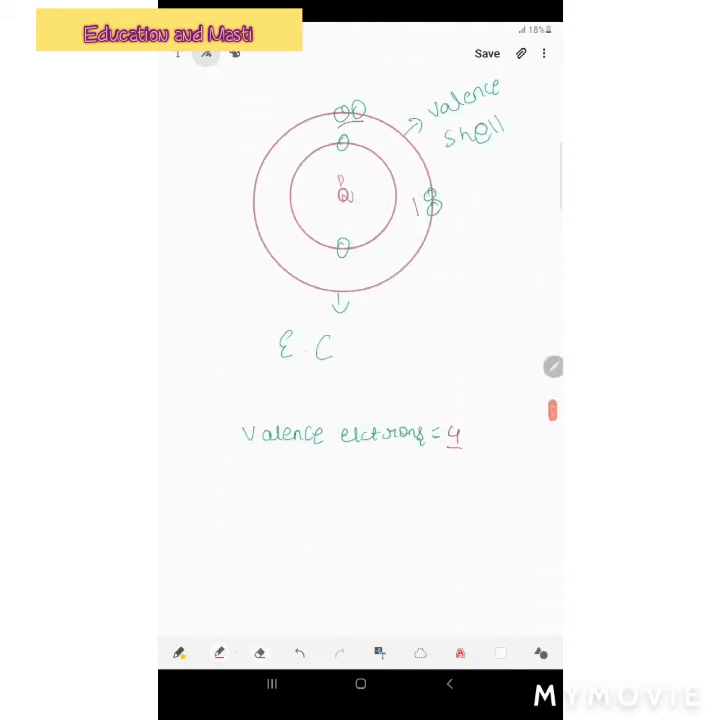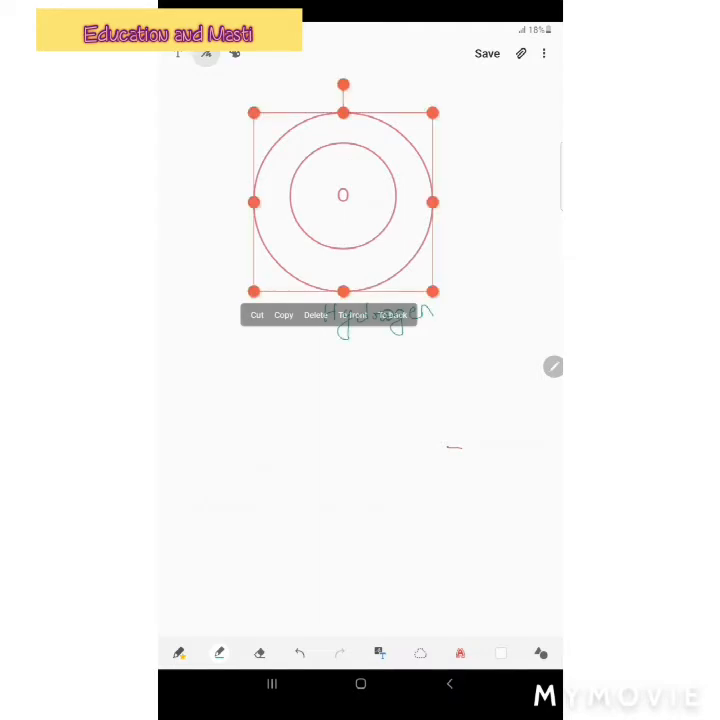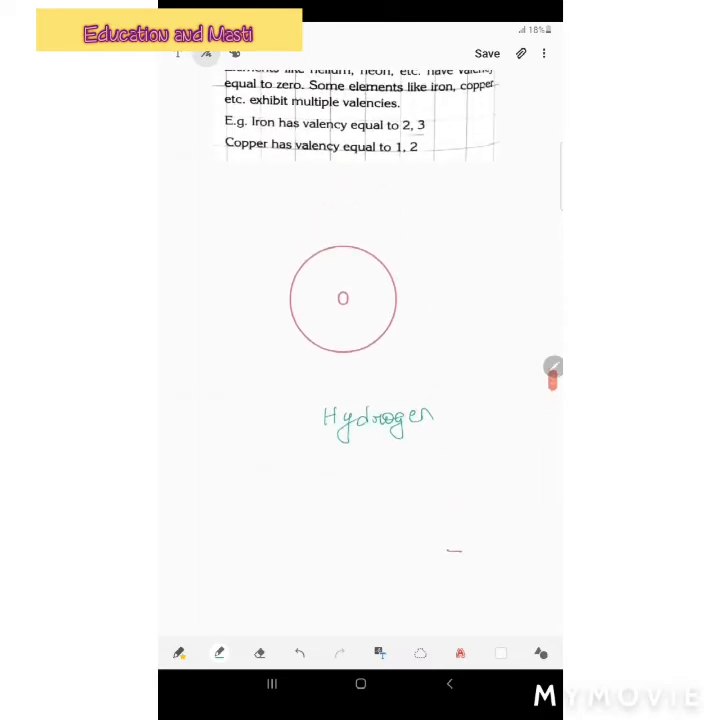Okay, let's take this diagram only. Let me erase it. Now let's suppose this is hydrogen. Then I will be removing this one. Okay, deleted this one. So this is hydrogen. Hydrogen has only 1 electron. Okay, proton, neutron, only 1 electron it has.